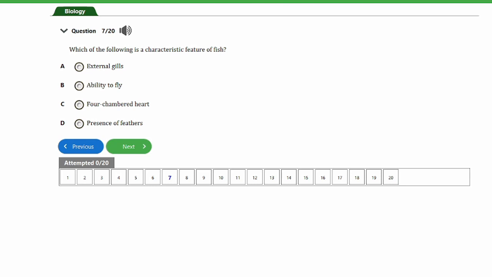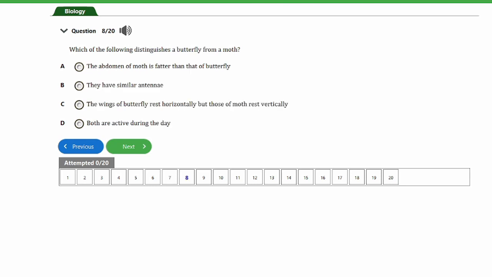It says, which of the following is a characteristic feature of fish? A. External gills, B. Ability to fly, C. Four-chambered heart, D. Presence of feathers. So guys, the only option here that is a characteristic feature in fish is the presence of external gills. So guys, the answer to this question is option A. Let's look at the next question.